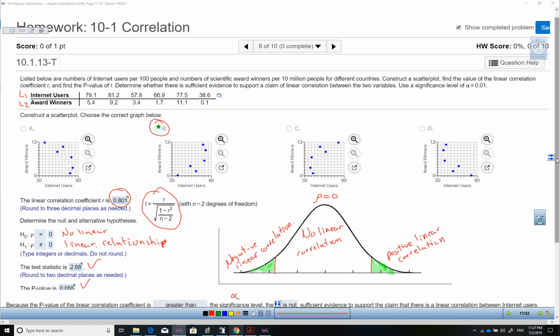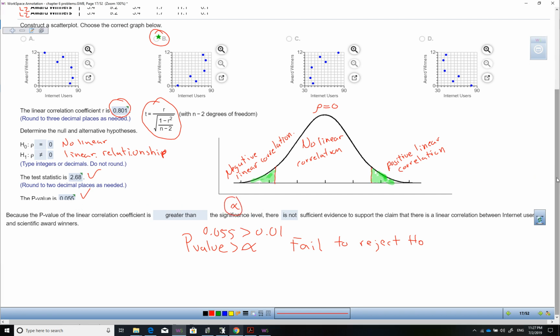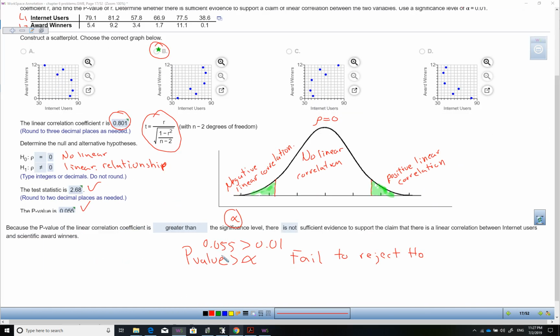Let me see here. The next part is, okay, the p-value is 0.055. Alpha, in this case, is 0.01, right? That's where alpha is. So we need to compare the p-value versus alpha. You see how the p-value is greater than alpha. When the p-value is greater than alpha, we fail to reject the null hypothesis. So what is the null hypothesis? Well, the null hypothesis is that there is no linear relationship. So we fail to reject that null hypothesis.